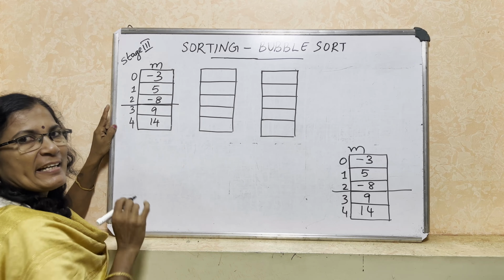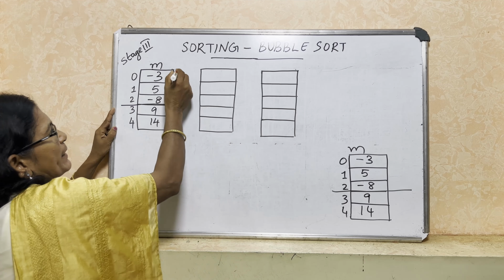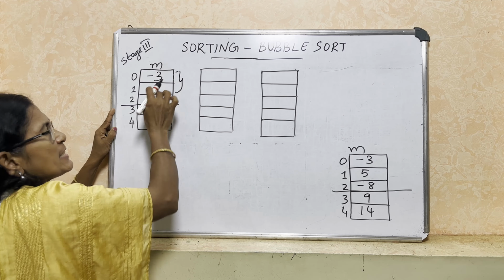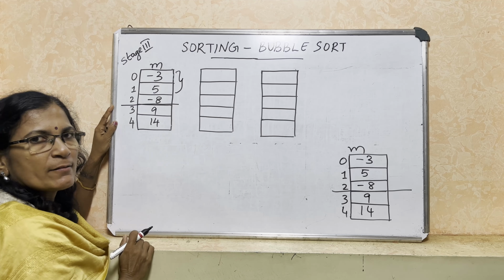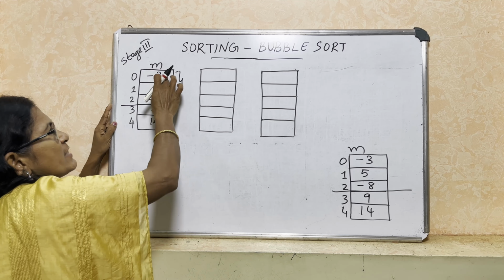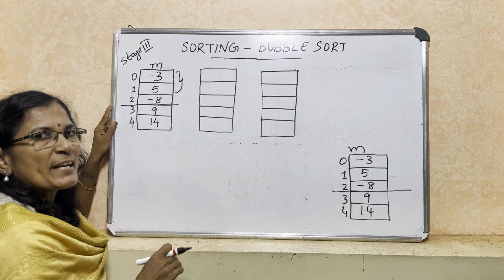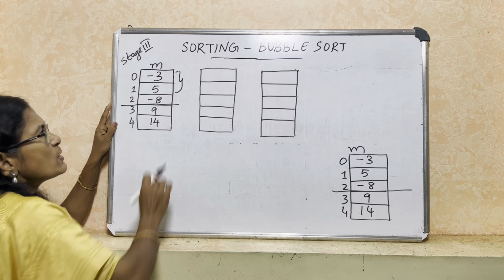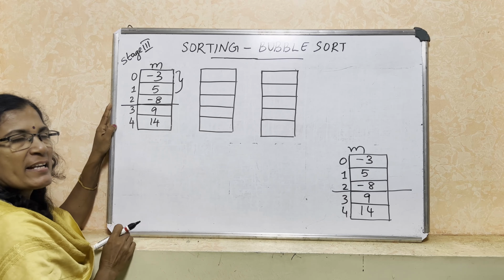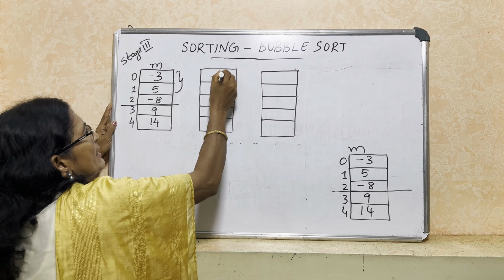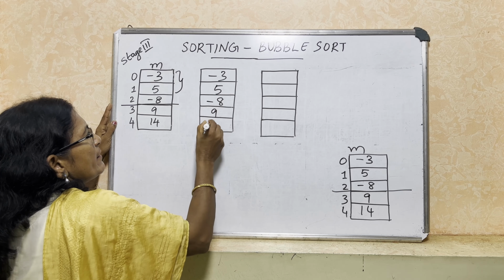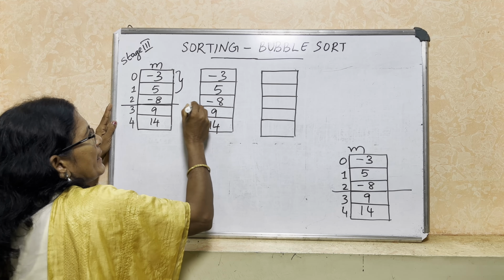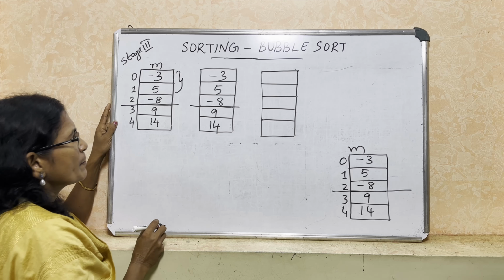M of 0 and M of 1 will be accessed and compared. M of 0 greater than M of 1. Minus 3 greater than 5. No. Minus 3 is not greater than 5. So we need not interchange. So the resultant array after this comparison is minus 3, 5, minus 8, 9, 14. 9 and 14 we need not touch.